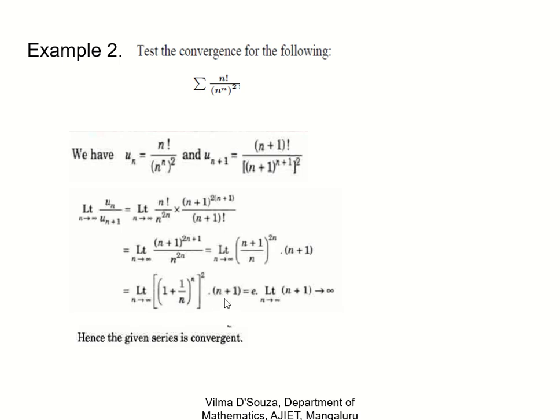As n tending to infinity, e into n plus 1 tends to infinity. So you can observe here, instead of limit un plus 1 by un, I have considered limit un by un plus 1. So if you consider limit un plus 1 by un, this will be equal to 0, a finite limit which is less than 1. So the series is convergent.